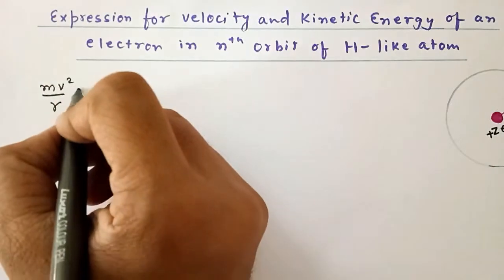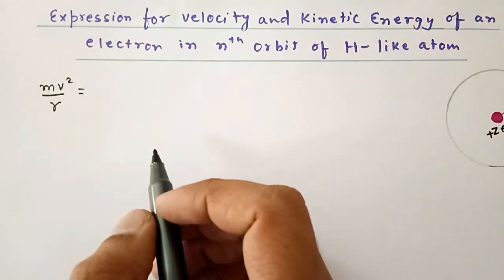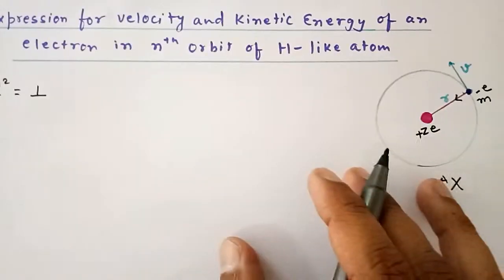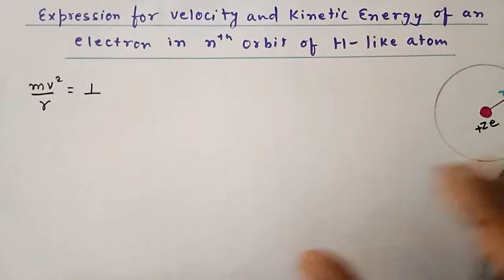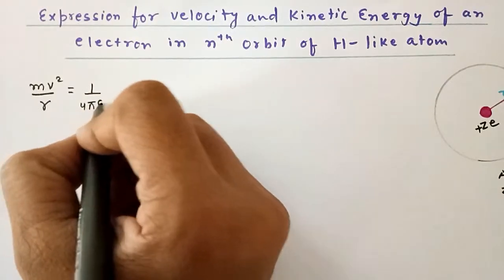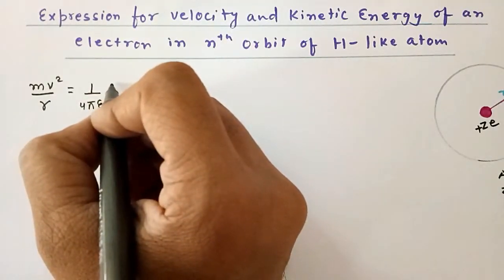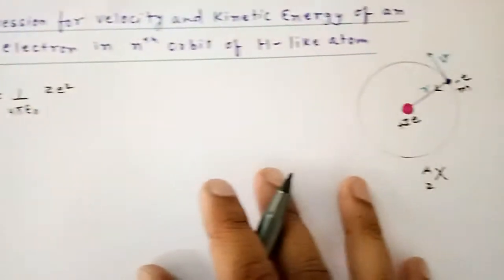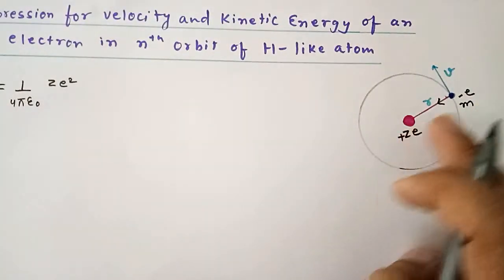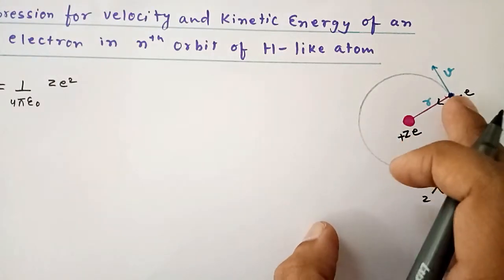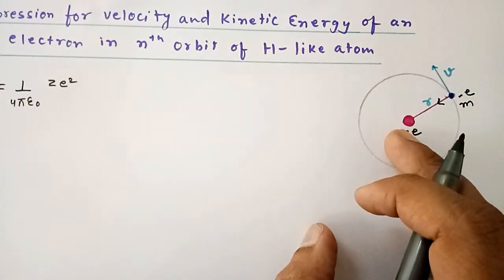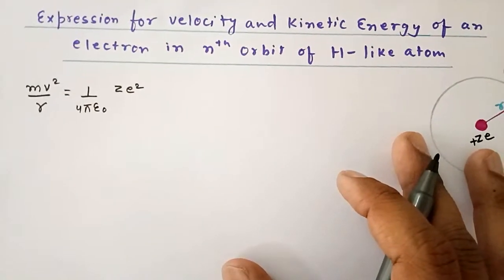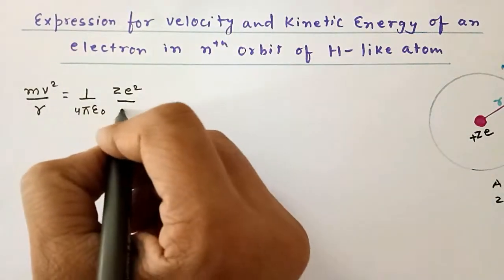So this centripetal force mv square by r is being provided by the Coulombian force of attraction between the nucleus and the electron. So 1 by 4 pi epsilon 0 into Ze into e, that is k q1 q2 upon r square. So q1 is Ze, q2 is e. We'll only take the magnitudes and divide by the square of the distance between them, so it would be upon r square.